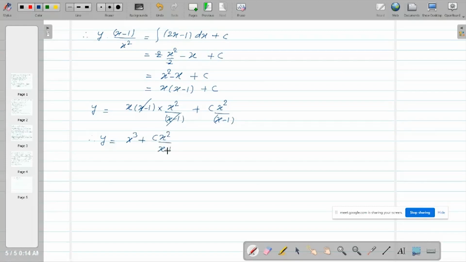x minus 1. Okay, so which is the required general solution of the given differential equation? Okay, now in this way you can find the solution of the given differential equation. I hope you understood this.